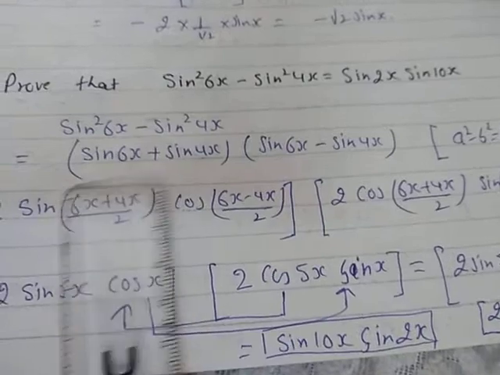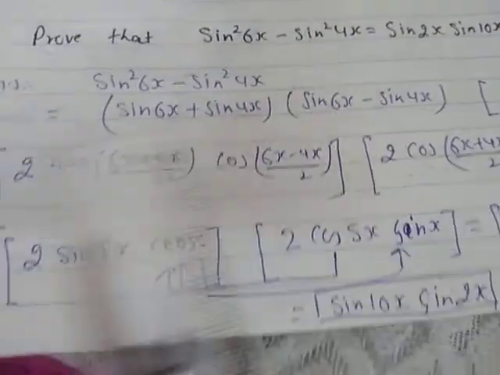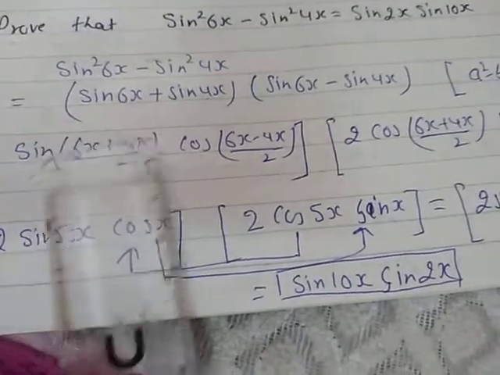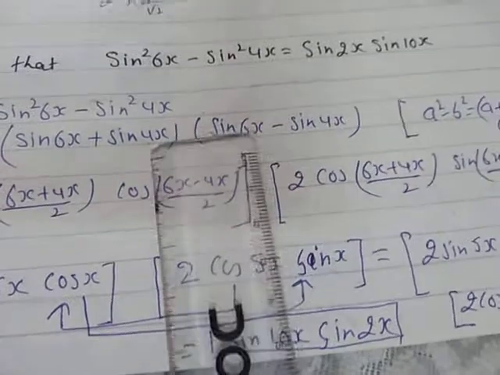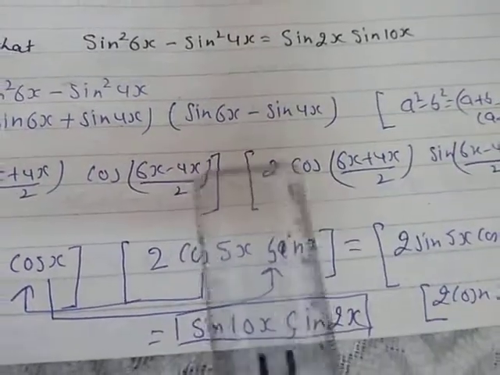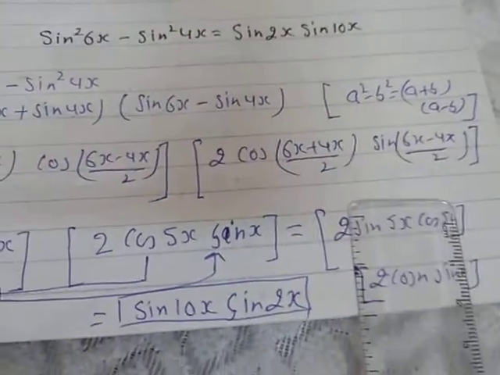Use the formulas for sin a plus sin b and sin a minus sin b. Sin a plus sin b is 2 sin((a plus b) by 2) cos((a minus b) by 2). Here sin a minus sin b is 2 cos((a plus b) by 2) sin((a minus b) by 2).